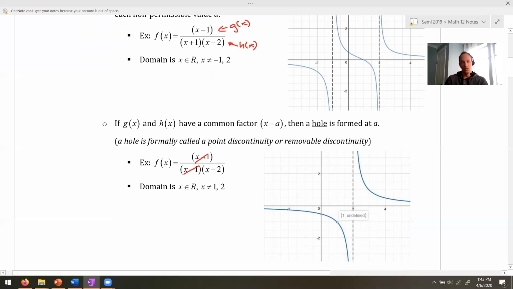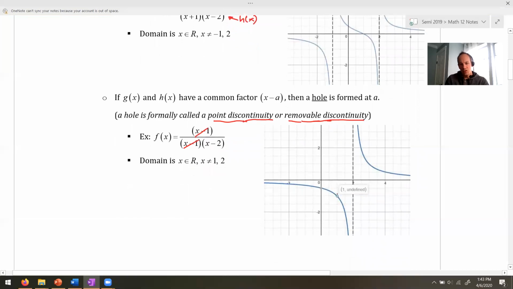So you get a hole, which is formally called a point discontinuity or a removable discontinuity. I'm going to call them holes in this course, but just be aware that those are some more technical words. You're going to get a hole which just looks like literally a circle. That circle means this graph is defined everywhere except for that one little bit. This says 1, undefined. That's because at a hole the graph is not defined. You cannot say x is equal to 1.